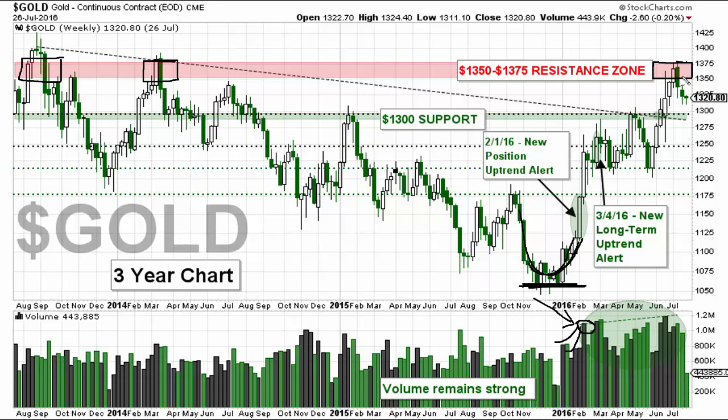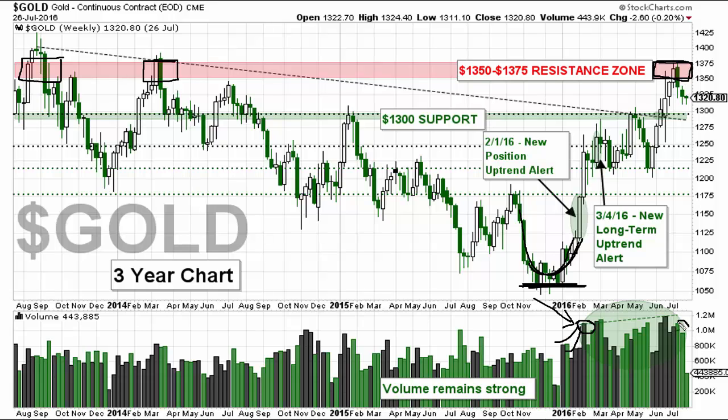But the zone here, the resistance zone, seems to go all the way up to about 1375, and this is the area where we're having a problem. It doesn't mean that we won't be able to scale it. It just means in the near term, expect some turbulence in this area until we can break past it.